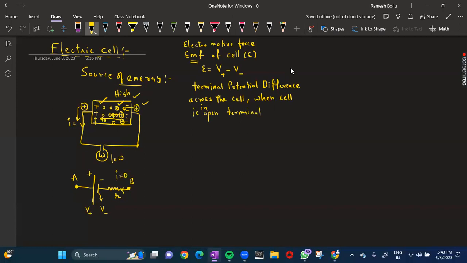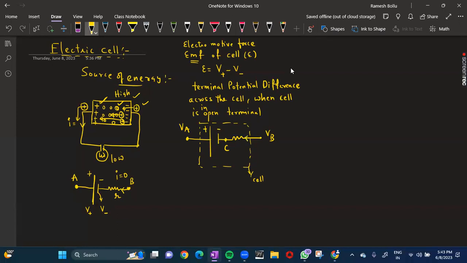Now I will draw once again. This is a cell. This is the internal resistance. Every cell you have to draw like this. This is called the cell diagram. I will assume this potential is VA, this potential is VB, and this potential is C. This is high potential and this is low potential.